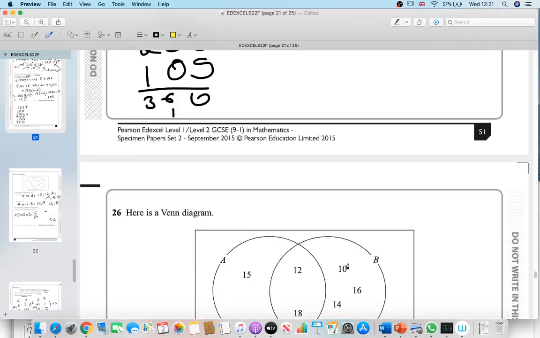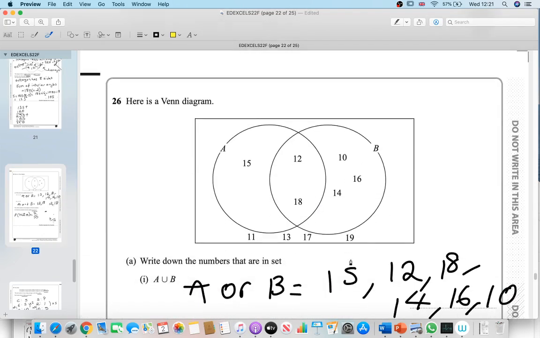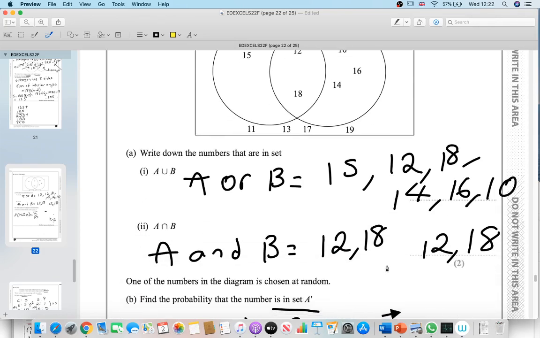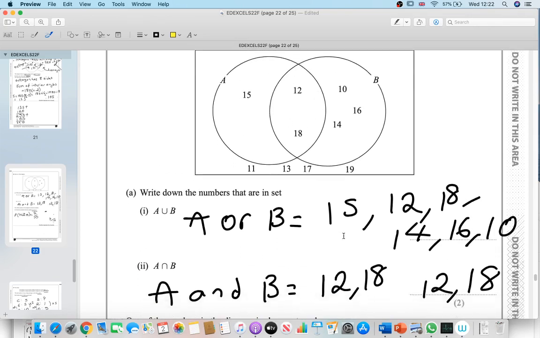Right, guys, question number 26. Here is a Venn diagram. Write down the numbers that are in the set A union B. So A or B is all of this, so it's 15, 12, 18, 10, 16, and 14. A and B is 12 and 18.